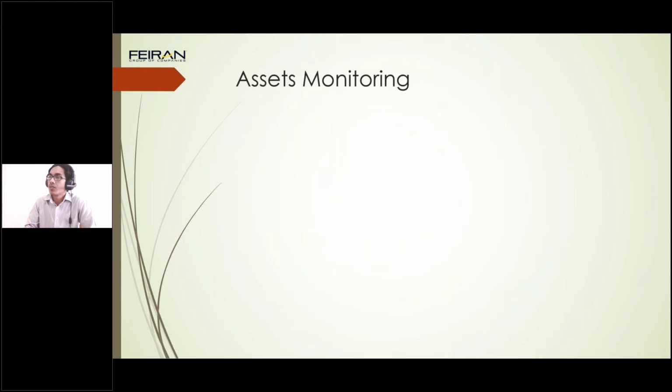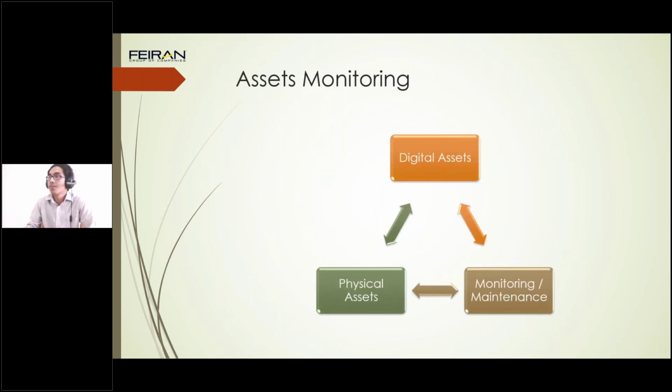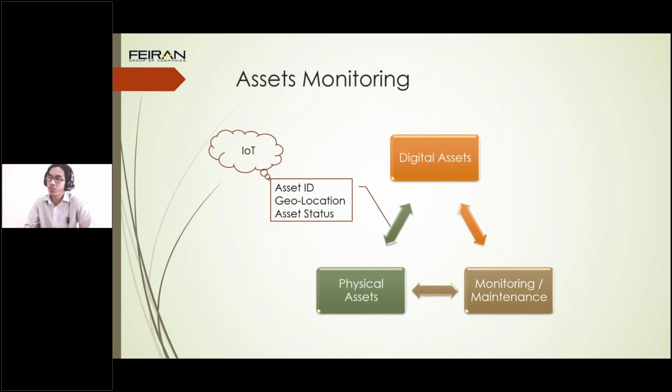Okay, so we will go to asset monitoring now. Asset monitoring consists of digital assets, the relationship between digital assets, physical assets, and monitoring and maintenance activities. The most important tags that we need to know between physical assets and digital assets are the asset ID, the geolocation, and status. For this, we can use any format that we want. We can use IoT, or we can use public complaints to start, as long as we can gather all these three tags into our data source.